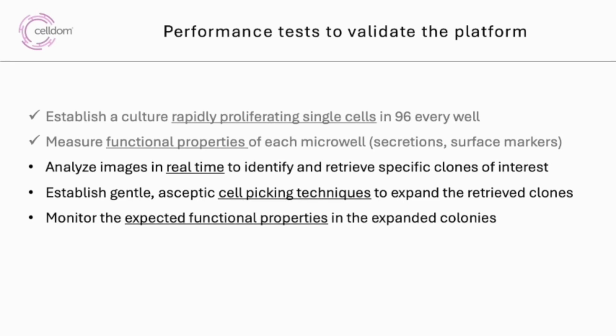So, having shown that we can grow cells uniformly and robustly, and having established that we can measure functional properties of cells based on surface markers and also the volume of their secreted products, also called their titer, our next goal was to show that we can retrieve high priority clones based on the desired combination of growth rates and functional properties.